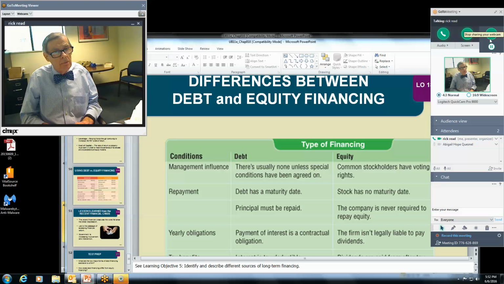And remember, in equity financing, we're not only talking about selling stock, and we'll talk more about this next week. There's no obligation to repay equity. Never. I'll give you an example. I buy stock, and the company doesn't have an obligation to pay me back. I hope they will. I hope they'll pay me interest, but they don't have any obligation to pay me back.